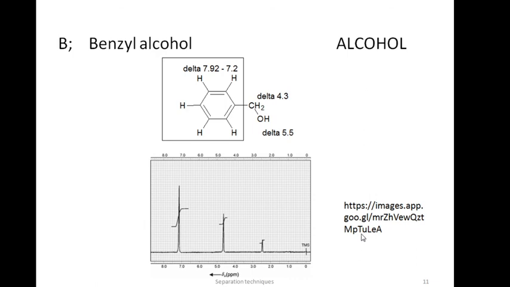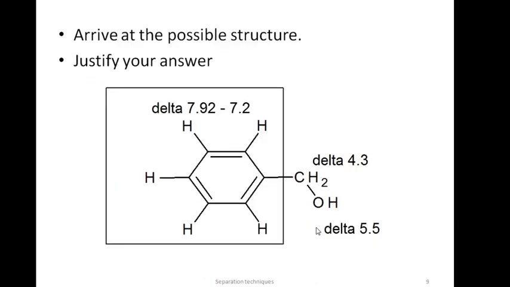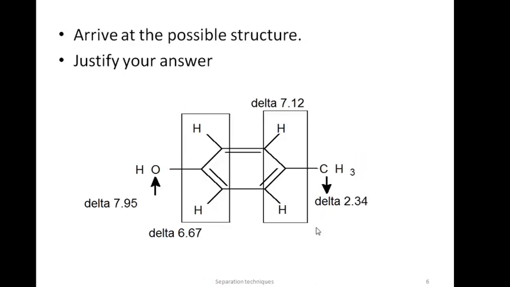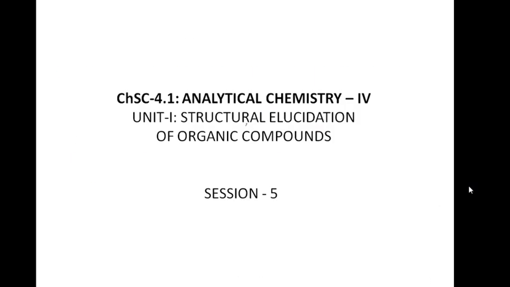Okay, so we have completed structural elucidation of alcohols and phenols. We have discussed 2 examples: one is that of benzyl alcohol and the other is that of parahydroxycresol, paracresol. I hope you have understood this.